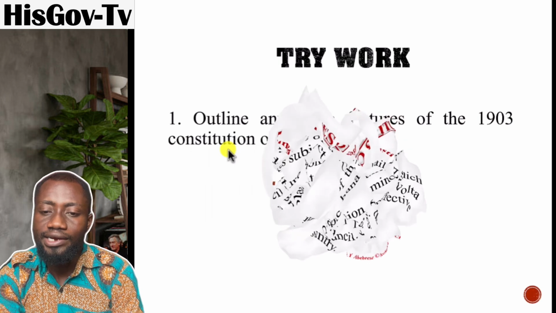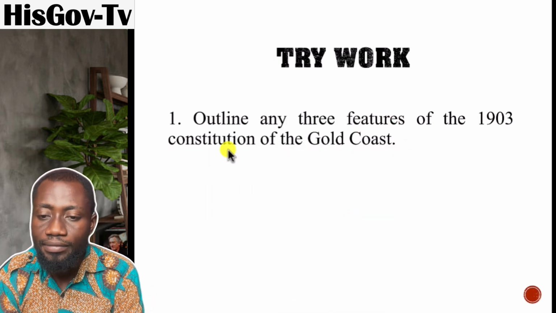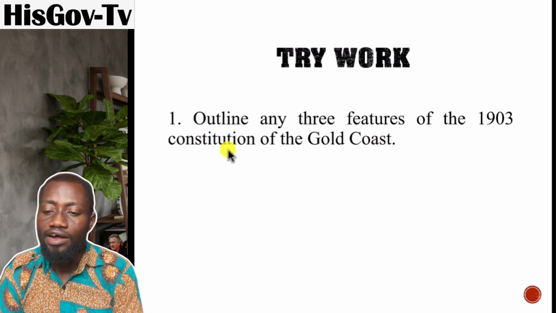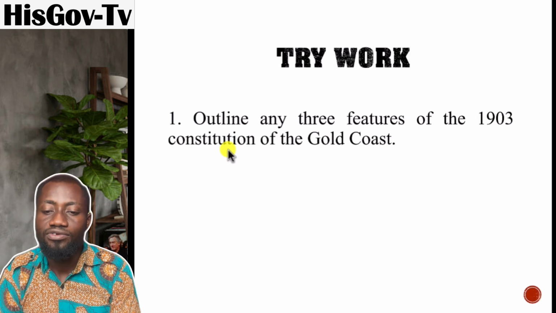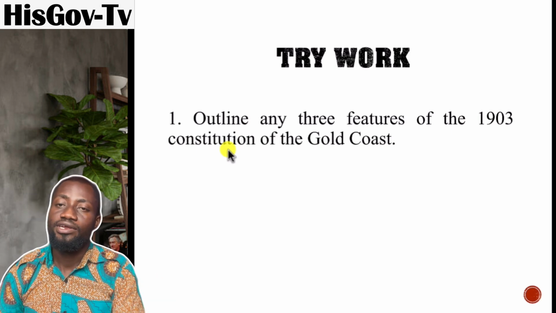Good, so I think that is the end of our discussion. It's been a very long one for that matter. Try your hands on this work. Outline any three features of the 1903 constitution of the Gold Coast. It could be in the executive or the legislative composition of government.